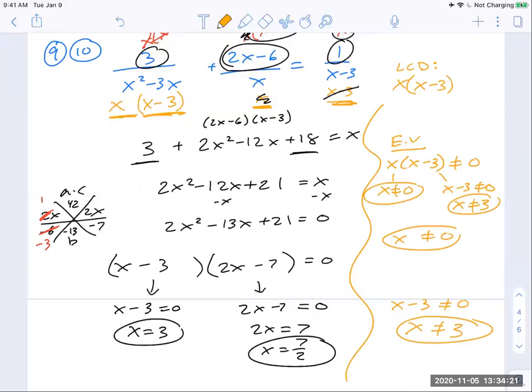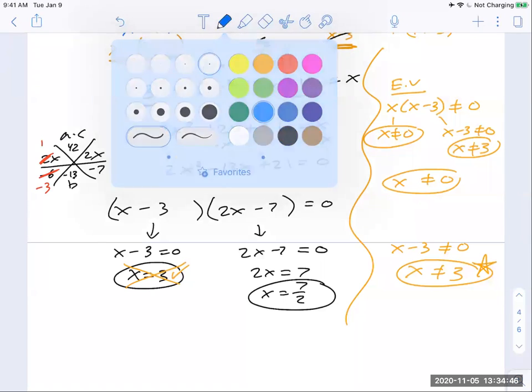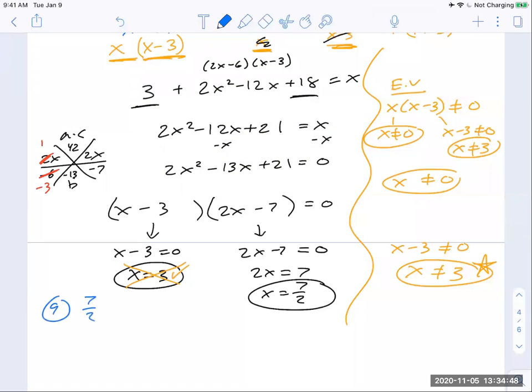Hey, do one of those match? You see how negative 3 can't be a solution, but yet negative 3 was my solution here? Sorry, positive 3 can't be a solution, but positive 3 was a solution. That means 3 is an extraneous solution. It does not count as your answer. So for number 9, you would put 7 over 2. For number 10, you would put 0 and 3.